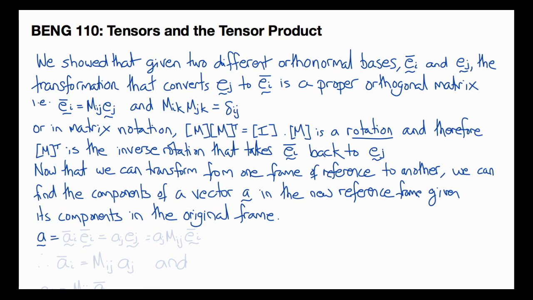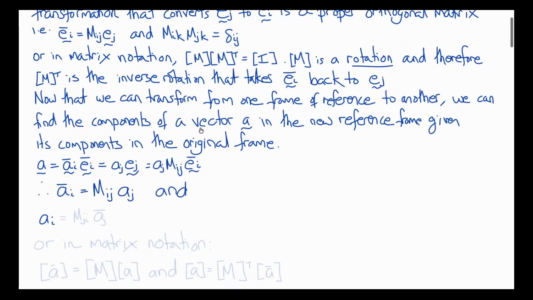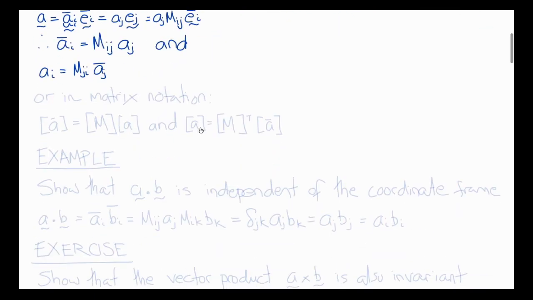So the vector A has components A_i bar in e_i bar and A_j in e_j, and therefore A equals A_j times M_ij times e_i bar. In other words, the components of the vector in the two frames of reference are related by M, so A_i bar equals M_ij times A_j. And similarly, A_i equals M_ji A_j bar, where M_ji is the transpose of M_ij and therefore the inverse since it's orthogonal. Or in matrix notation, A bar, the components of A in the new coordinate frame, is equal to M times A, and A is equal to M transpose times A bar.